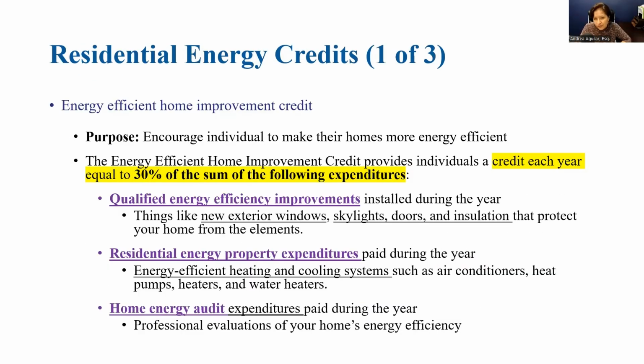Residential energy credits. These credits are meant to encourage individuals to make their home more energy efficient.